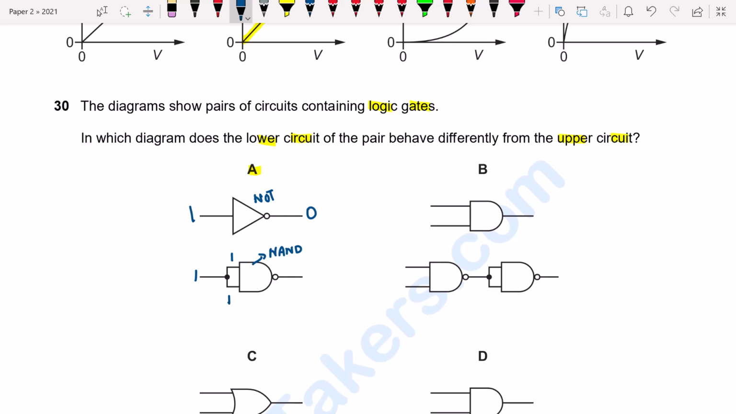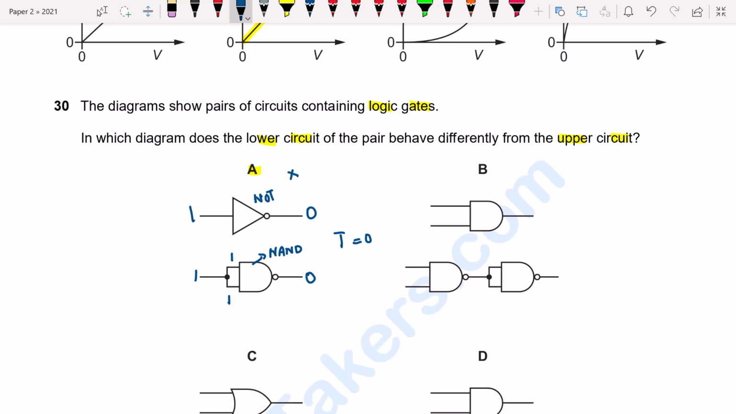A NAND gate is formed when I apply a NOT gate over an AND gate. And in the AND gate we say that if both of the inputs are high, the output will be high. So there will be high output for the AND gate. And when I apply the NOT gate here, this one changes into 0. So there will be 0 output. It means that both of the outputs are the same. So option A is incorrect.